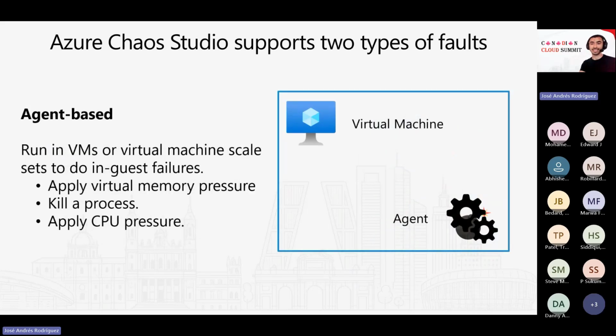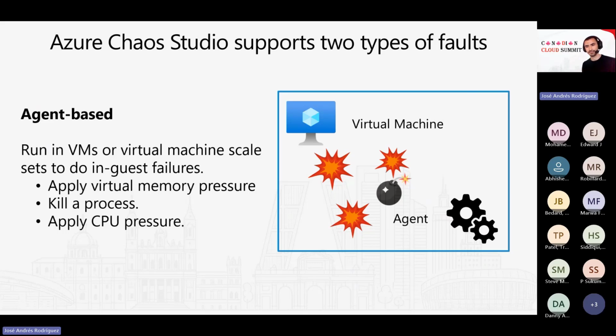The other type is agent-based. And what that means is that you install an agent inside of your VMs or your virtual machine scale set to perform additional faults, to inject additional faults. And these could be to apply virtual memory pressure, to kill a process, to kill a server, apply CPU pressure, and many, many more.